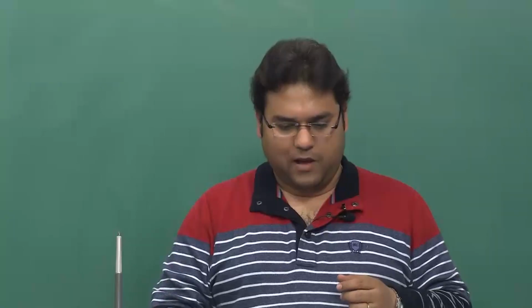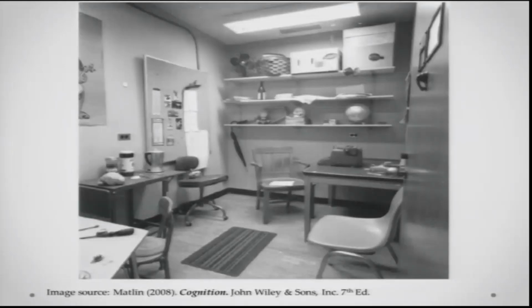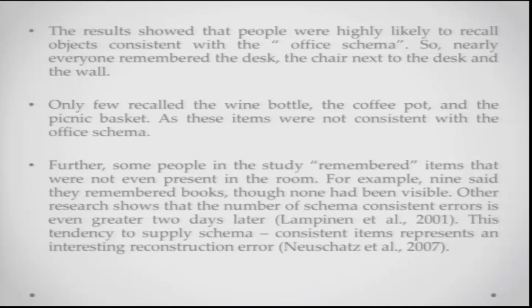However, if you look back at this picture, you will see that there are some things here that are not consistent with the office schema. For example, there is a bottle of wine, there is a picnic basket, and there are some other things as well. Memory for these kinds of objects in this room was slightly compromised. Very few people recalled the wine bottle, the coffee pot, and the picnic basket, because these items were not consistent with the office schema.